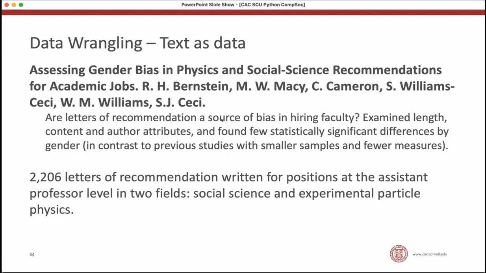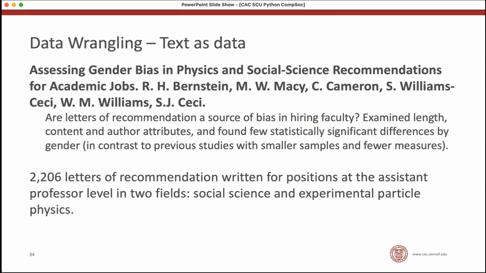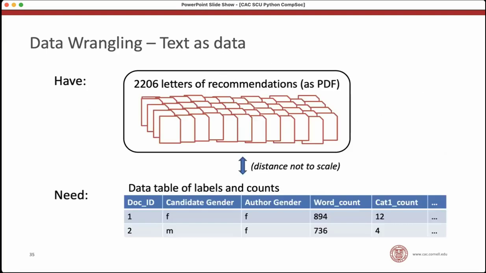So, back to this text as data. Previous research had looked at word count based measures, something called linguistic. I'll say it later. But we needed to get word counts for words in different categories. And so our data in this case is a bunch of PDFs. What we really needed in order to do the analysis was a nice data table with counts of different categories labeled with genders of authors and candidates.